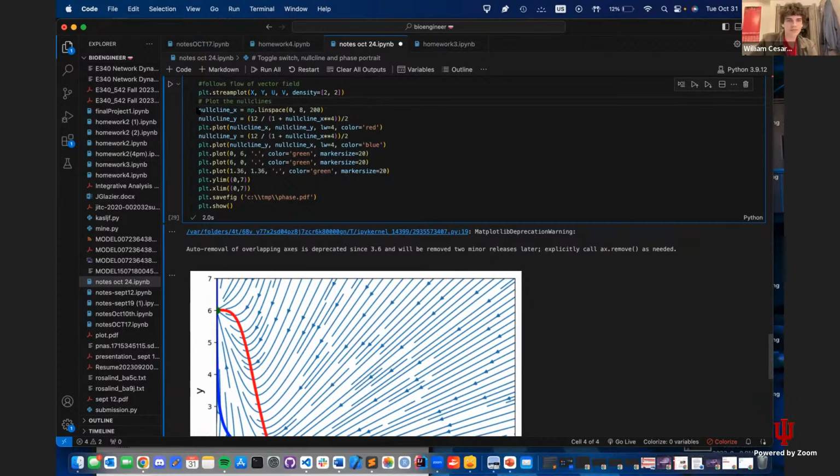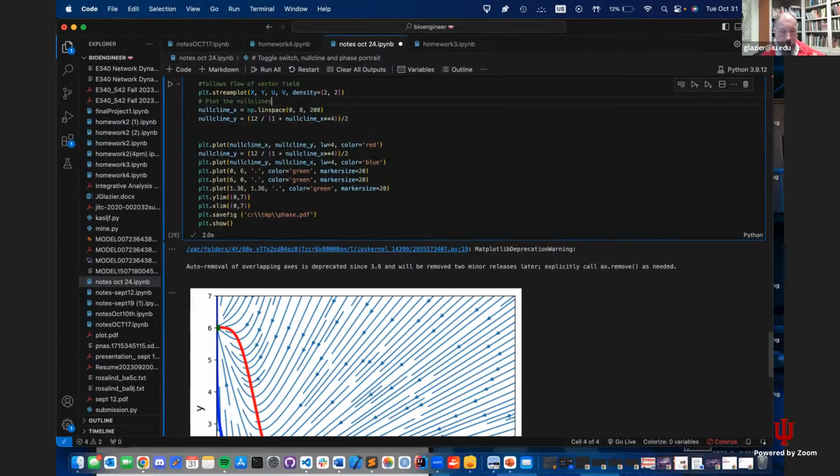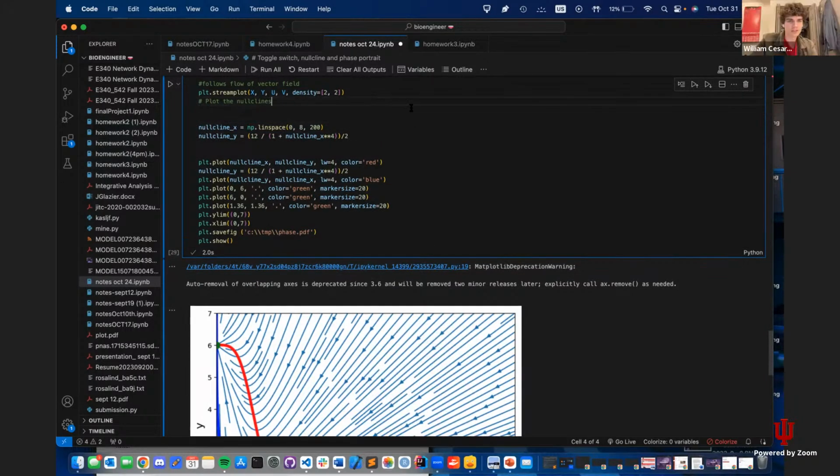Well, no, I'm just confused about these two lines. Where's the y null line coming from? The y null line is the one where y doesn't change, and the x null line is the one where x doesn't change, but y does. That's right. Okay.